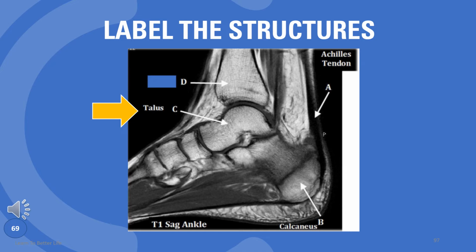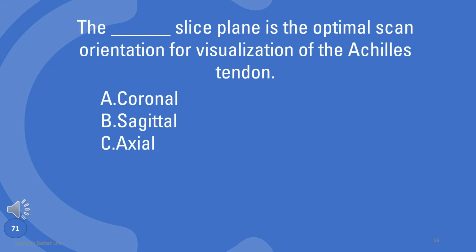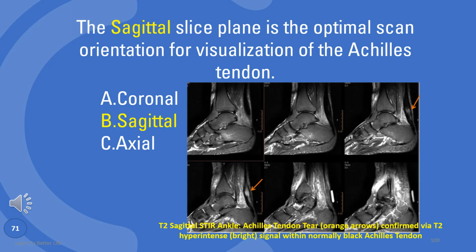C. Talus. D. Tibia. What slice plane is the optimal scan orientation for visualization of the Achilles tendon? Coronal, sagittal, or axial? Sagittal.